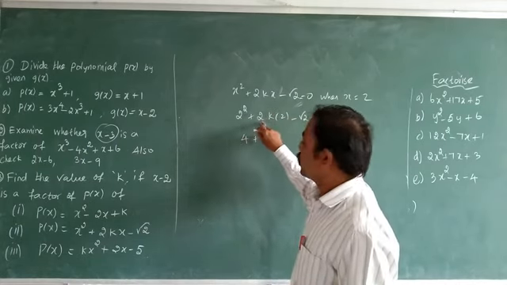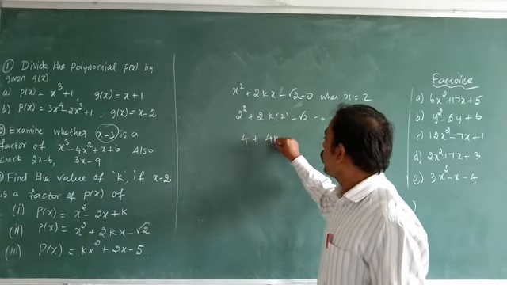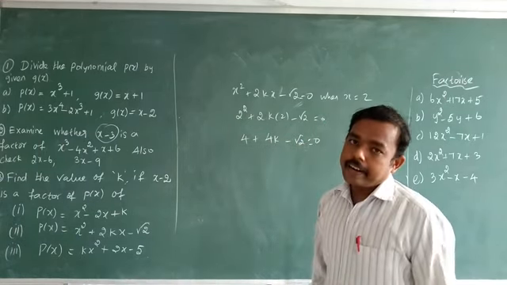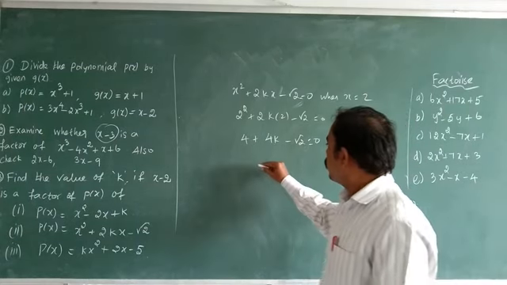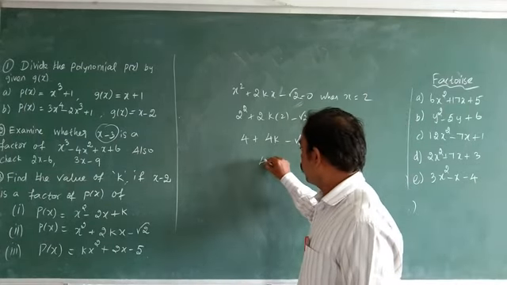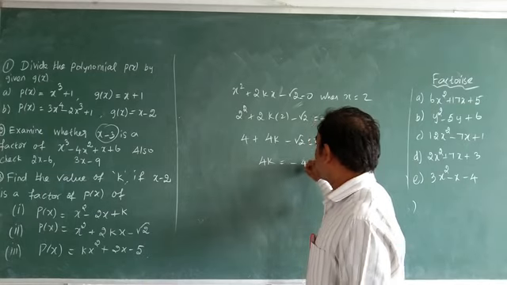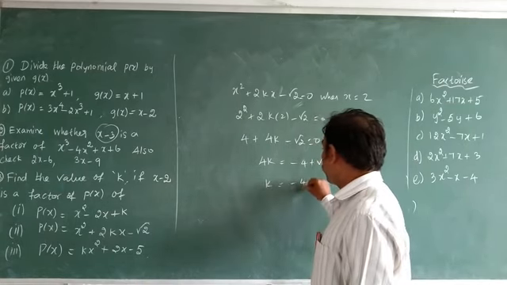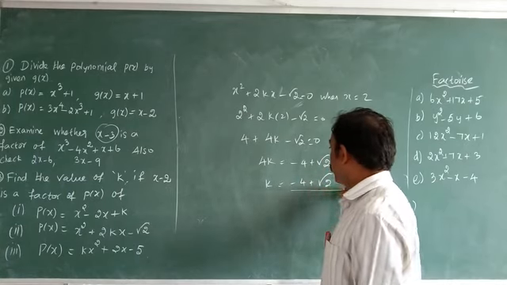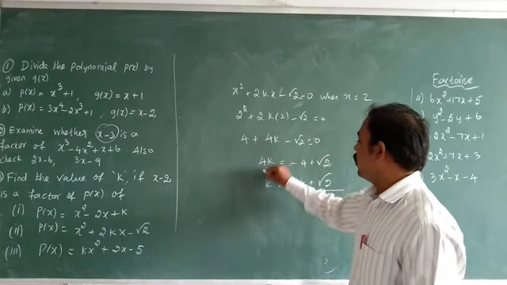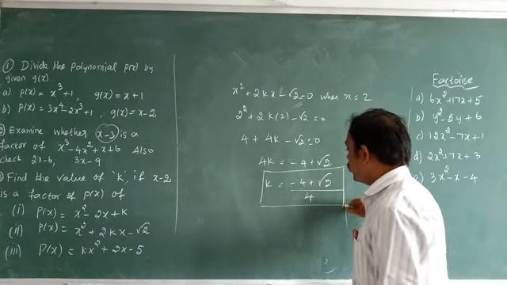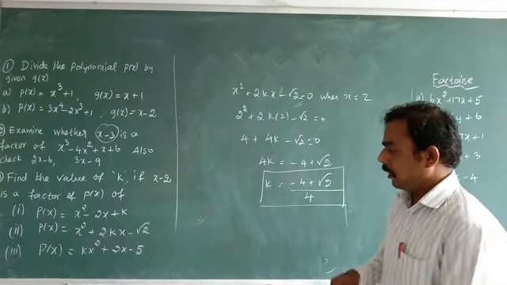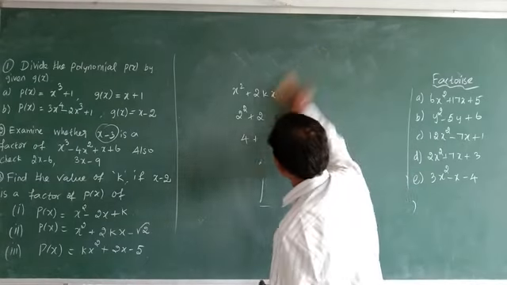So 4 plus 2 into 2, 4k minus root 2 equal to 0. 4 and root 2 are unlike terms, not possible to add. So we can write them on the right side. So 4k equal to minus 4 plus root 2. So k equal to minus 4 plus root 2 whole divided by 4. This is the value of k. Like that, right? Because root 2 and 4 are unlike terms. Right. Next problem.